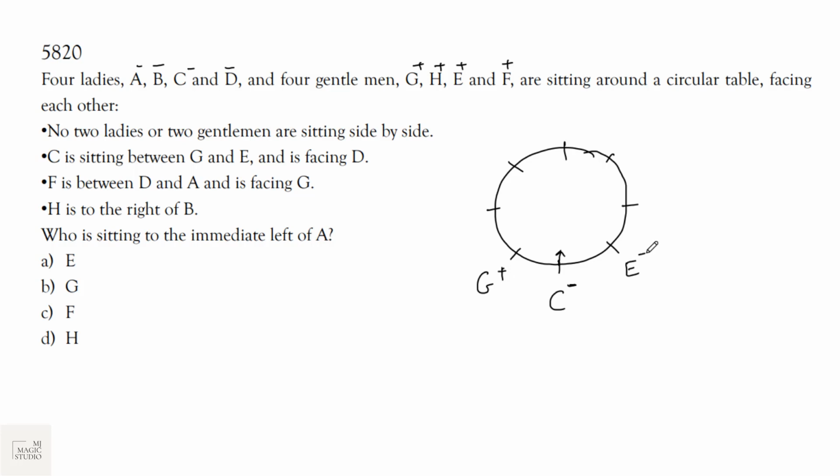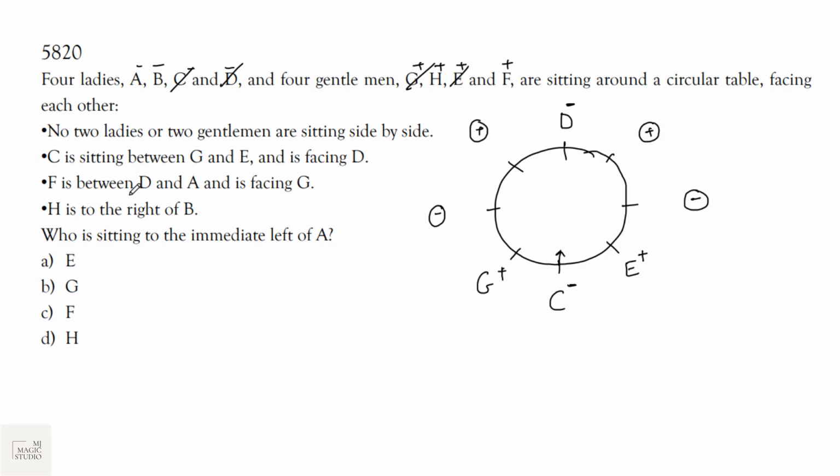Let me make it like this first. C is facing D. D at this position. Now D is also a woman, so here we should have a lady. Here we should have a gentleman, and here we should have a lady. 2 ladies already occupied, C and D. 2 gentlemen, G and E gone.